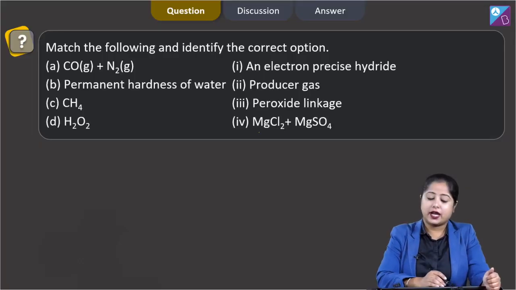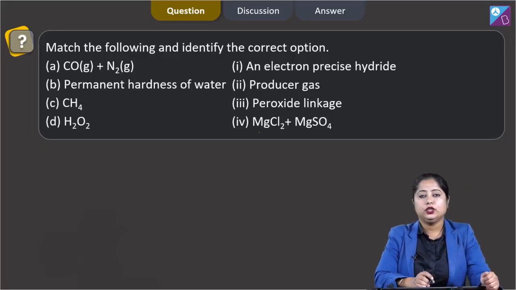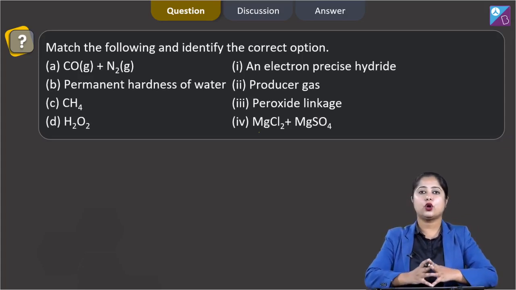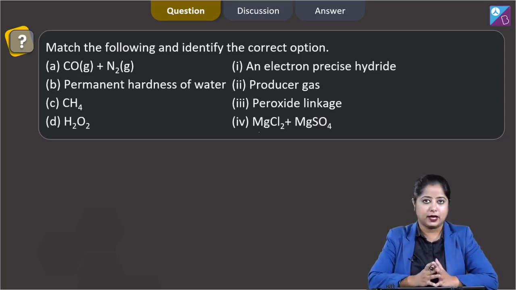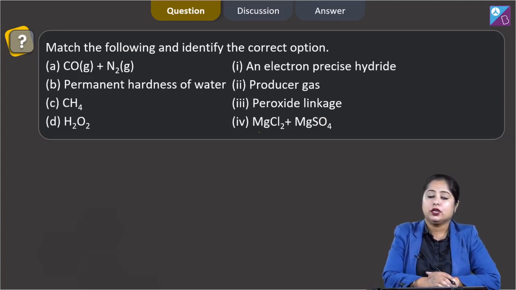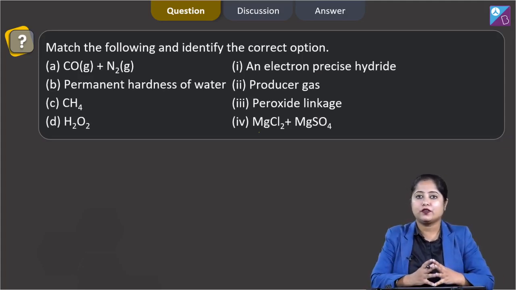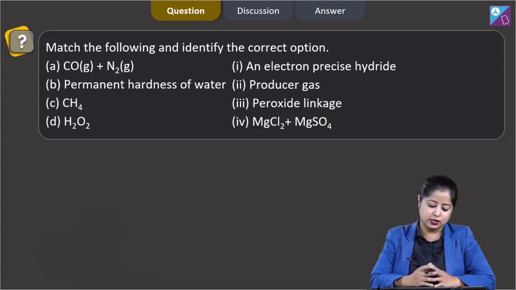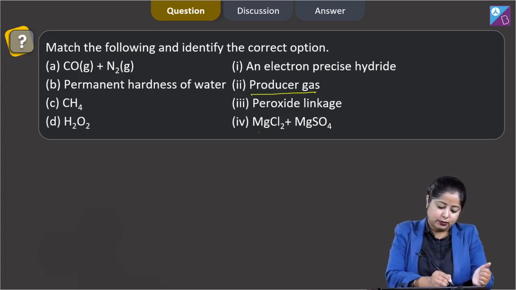Match the following and identify the correct option. Students, in this question we are given two columns and we have to identify the correct match. So let's start. Number 1, we are given CO and N2. Students, we know that a mixture of carbon monoxide and nitrogen gas is known as producer gas. That means for A, the correct match is 2.